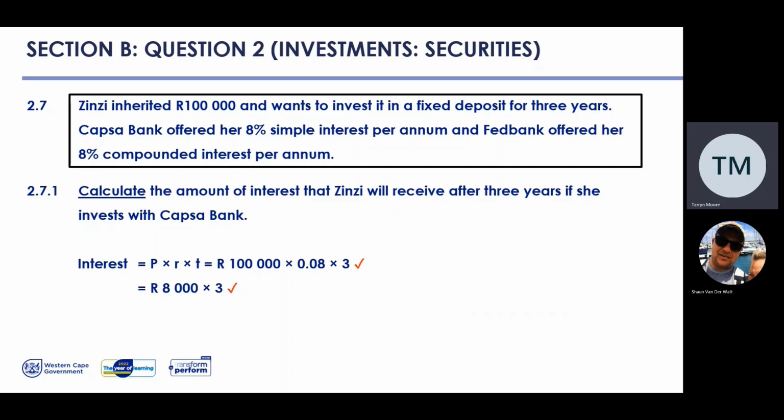You need to be able to say that 100,000 multiplied by 0.08, that is the simple interest, multiplied by the time. How long? 3 years. We're going to say 8,000 multiplied by 3, which gives us 24,000. That is the interest that she will receive after 3 years if she invested with Capsa Bank.